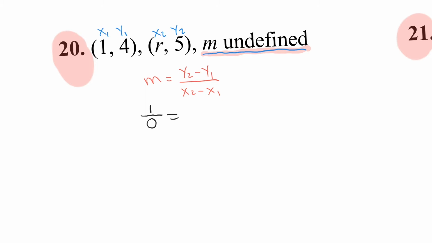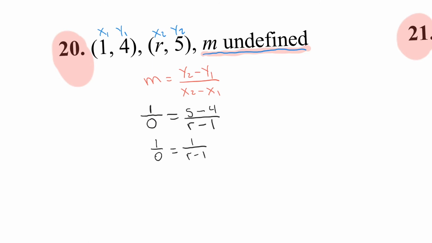That's undefined. On the other side, I'm going to substitute what I know. y2 is 5 minus y1 is 4. On the bottom, x2 is r minus x1 is 1. I don't have double negatives, so I'm just going to simplify. 1 over 0 equals, on the top of the fraction on the right side, 5 minus 4 is 1, and you have r minus 1.